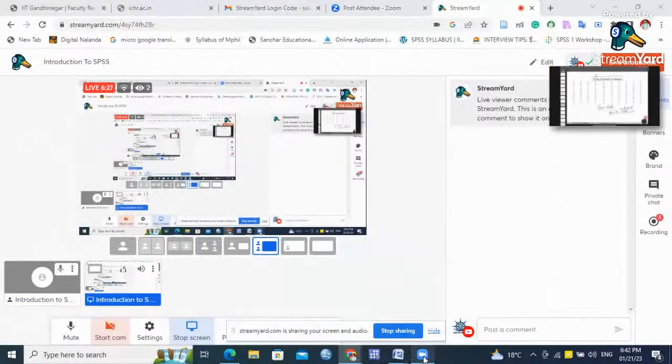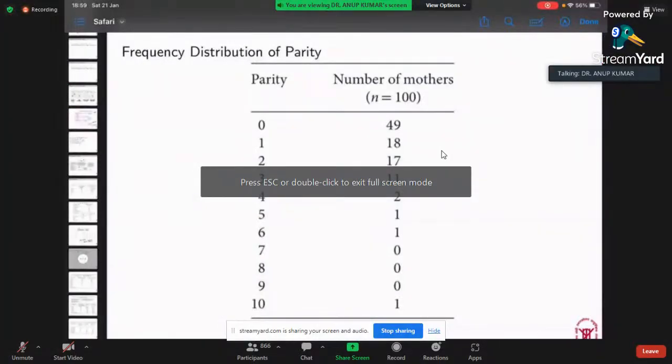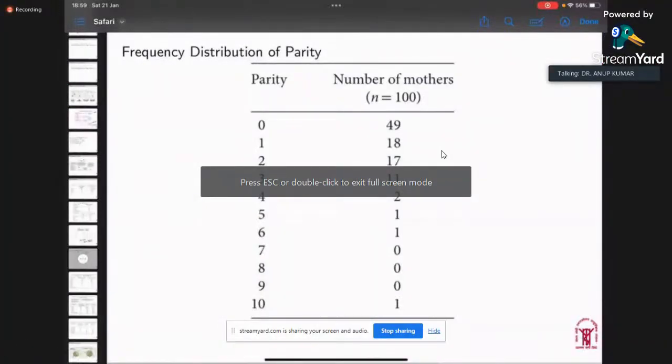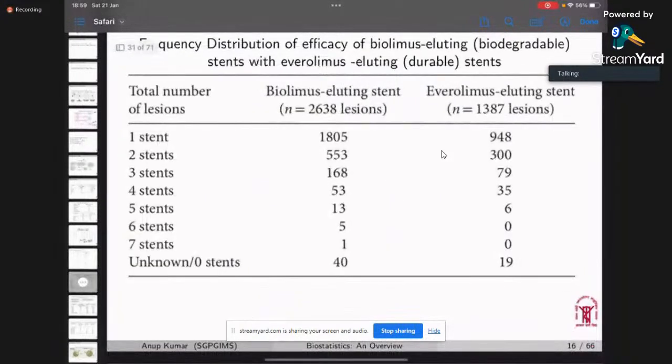Because the possible outcomes you can count on your fingers. So since it is discrete metric data, you can present it like this. Frequency distribution of the parity: write down the values, and here write down the frequency of these values. You can also look at this example, frequency distribution of efficacy of biodegradable stent with durable stent.